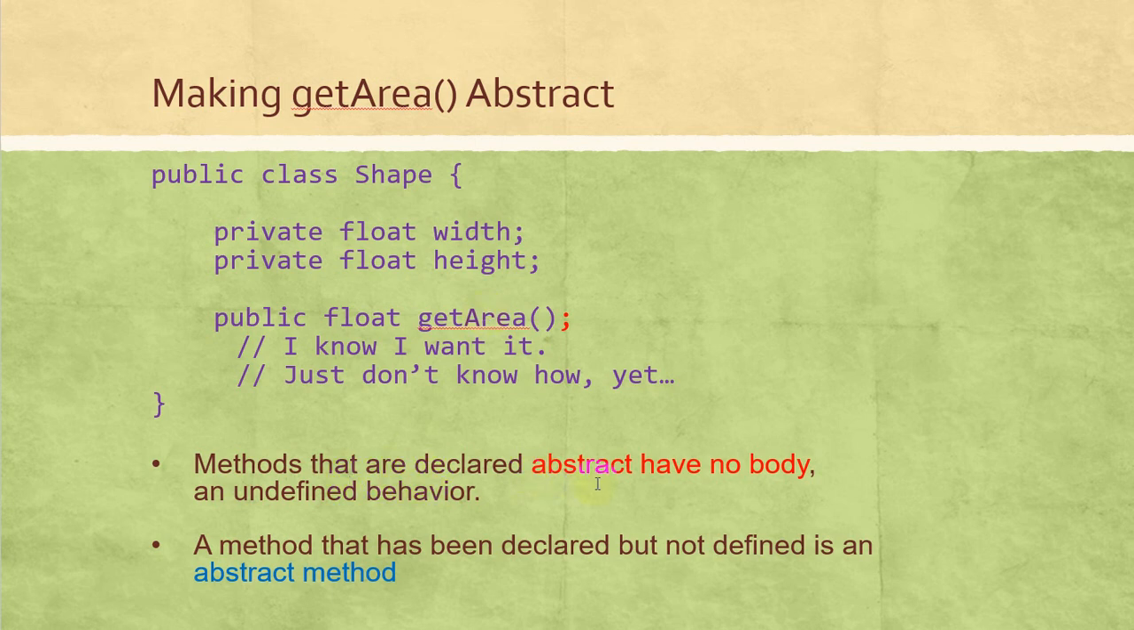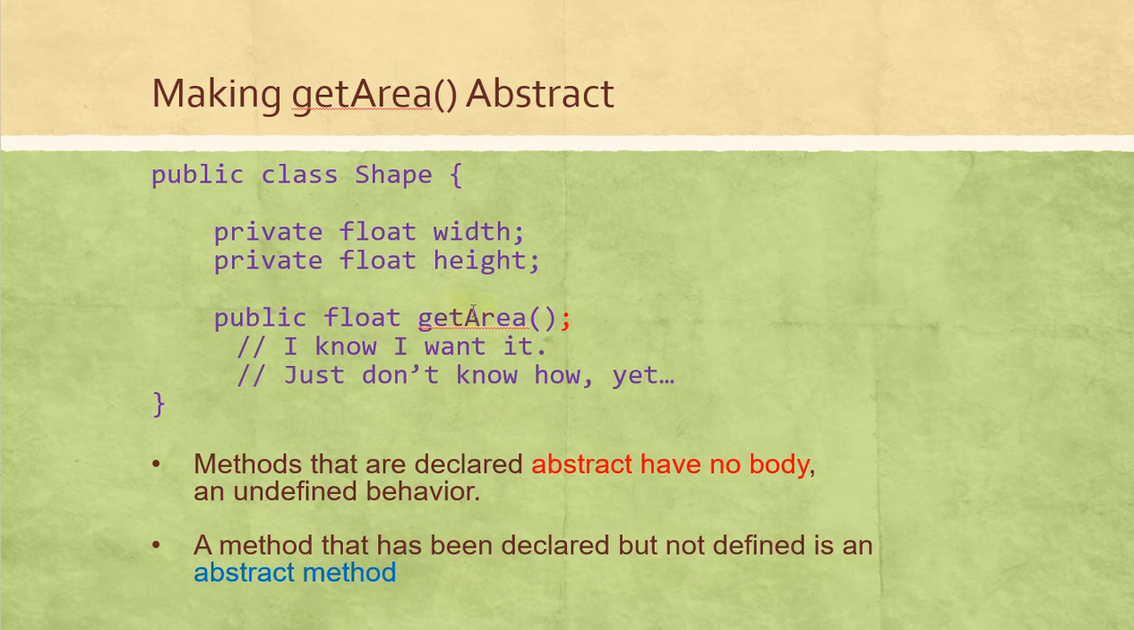So methods that are declared abstract have no body. That is important. Whenever you declare it as abstract, we'll be using the abstract keyword, and it will come right here before the return type and after the access modifier. Whenever you declare an abstract function, we'll declare it in the parent class only, remember, with the keyword abstract, and it will not have any body. The method that has been declared but not defined is an abstract method, right?